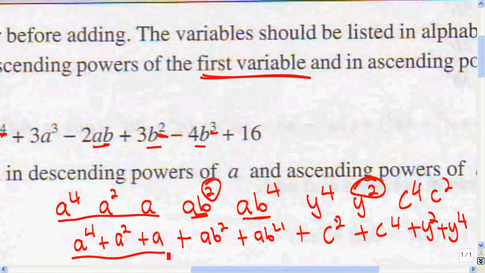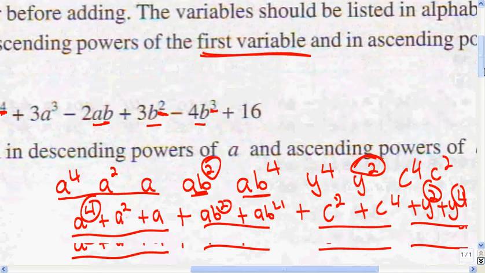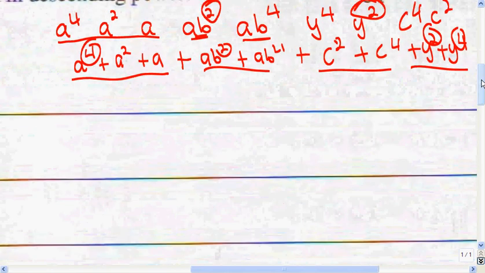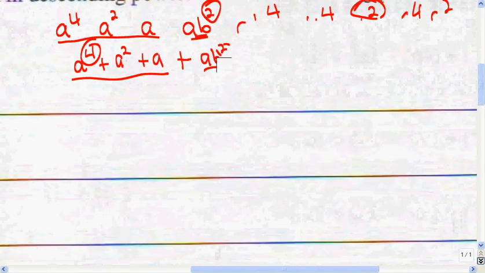You notice that the first term starts with the biggest exponent and works its way down. Then the second term starts with the smaller exponent, works its way up. The same with the third term, starts with the smaller exponent, works its way up. Same with the fourth term, starts with the smaller exponent, works its way up. And they're all in alphabetical order. A comes first, then AB, then C, then Y. Let's practice, because practice makes perfect.